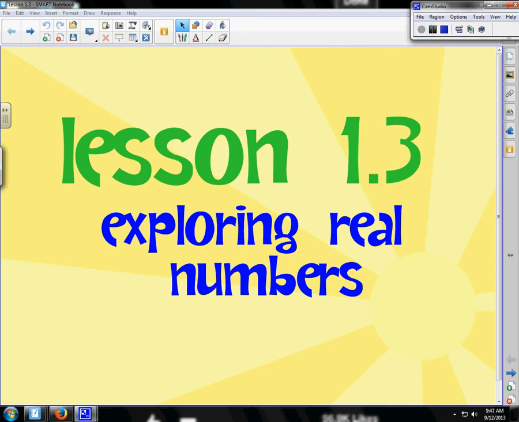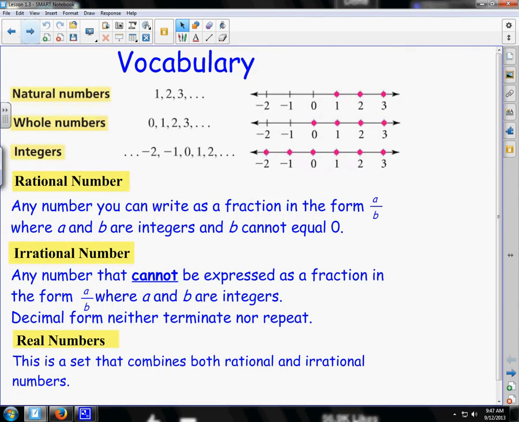Hey guys, this is lesson 1.3 for algebra. It's exploring real numbers. Now, there's quite a few vocabulary terms because it's all the different types of numbers that are out there. So, first we have natural numbers.